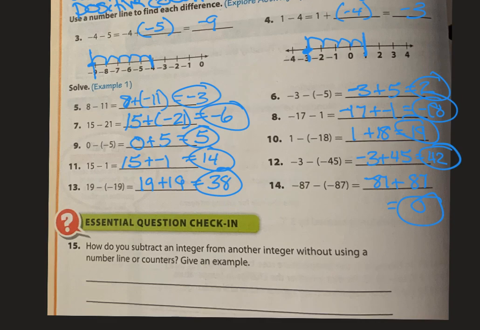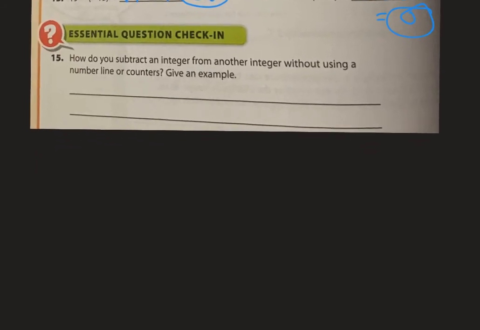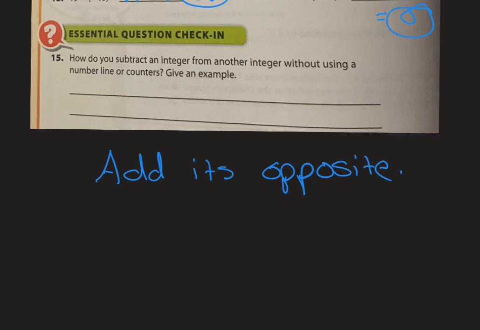Our last one says, how do you subtract an integer from another integer without using a number line or counters? So you will add its opposite. The first number stays the same, but the second number becomes the opposite. So like 6 minus 8 becomes 6 plus a negative 8 to give us a negative 2.